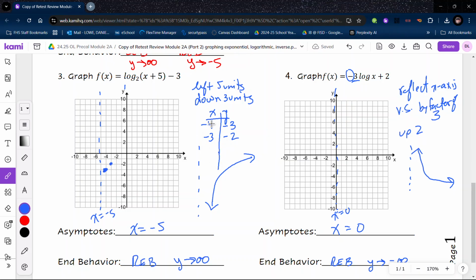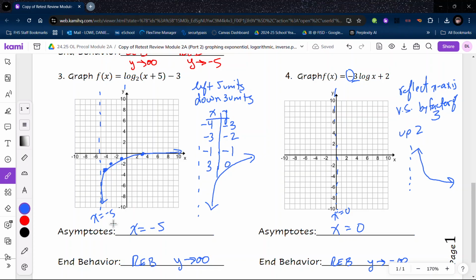If x was equal to, let's say, -1, I'd have log base 2 of 4, which would be 2 minus 2, that's -1. So I'd be at (-1, 1). If x was equal to, let's say, 3, then I'd have log base 2 of 8, which is 3 minus 3, that's 0. So now I have the point (3, 0). And so then that generally gives me my graph of my logarithmic function.